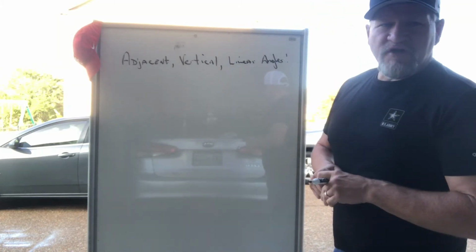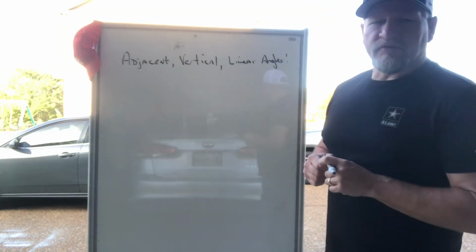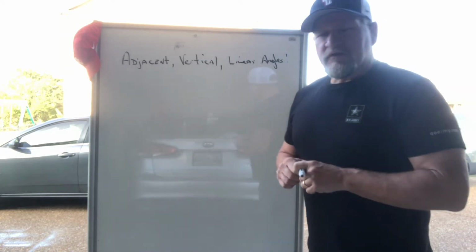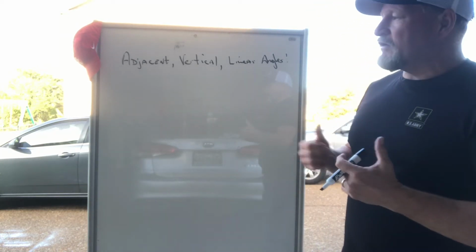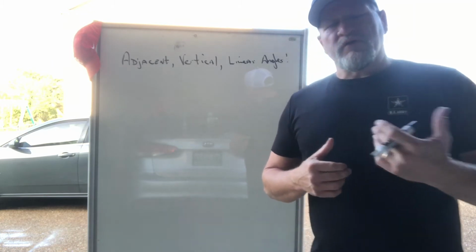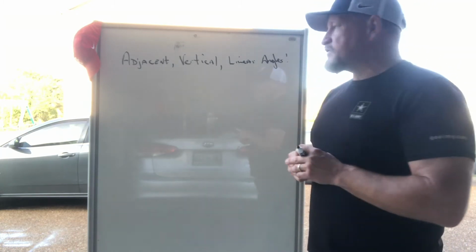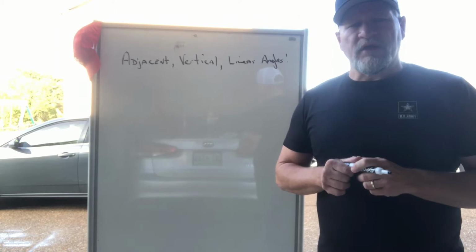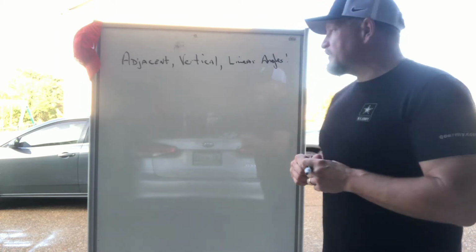Today we're going to talk about adjacent, vertical, and linear angles. Okay, we're going to get into a little bit of geometry. So hopefully this helps out some of you guys who are either in college math class, or maybe you're in Integrated 1, Integrated 2. You're getting into some geometry stuff, or even on the ACT or the SAT. So hopefully this helps you guys out.